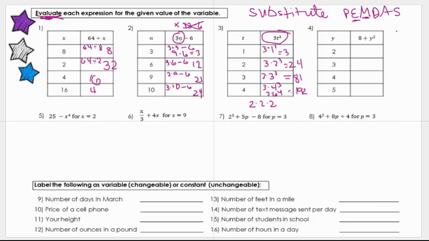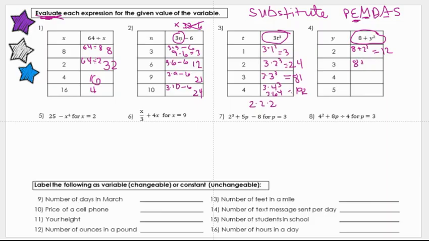Okay. Now this one is a little bit less tricky because the exponent is separated by the addition sign. But still, we're doing the exponents first and then the adding. So we have 8 plus 2 squared. 2 squared is 4 plus 8 is 12.